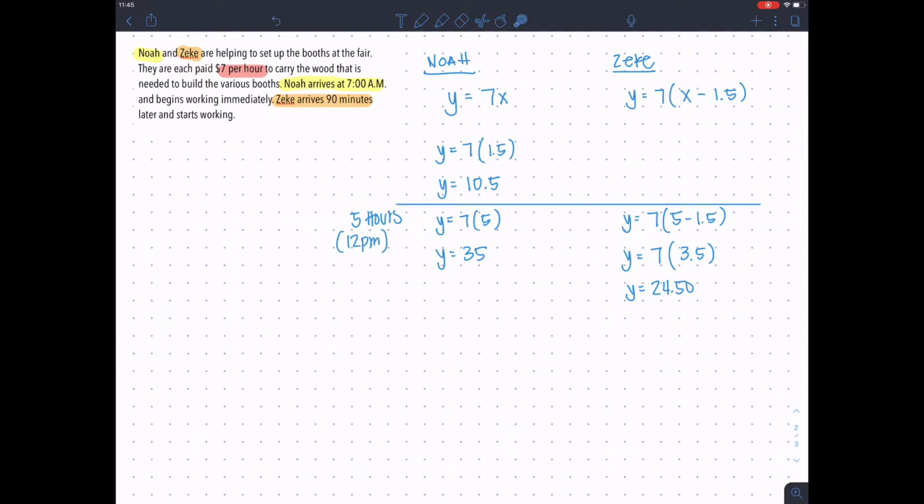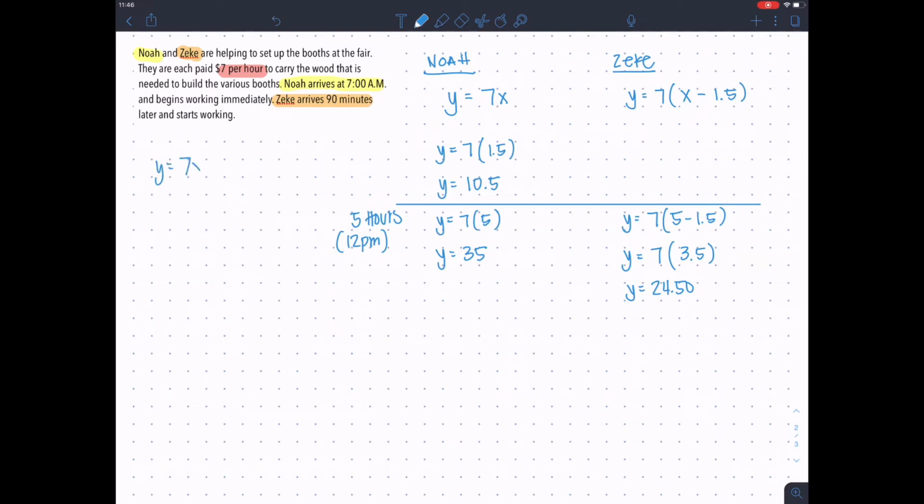So by 12 o'clock, 12 noon, after 5 hours of work, Noah would get $35. And because Zeke comes an hour and a half later, he's only going to get $24.50. So because they're both earning $7 an hour, Zeke is never going to make as much as Noah because he's always starting later. So if I wanted to represent this as a system, I would write both of these equations.